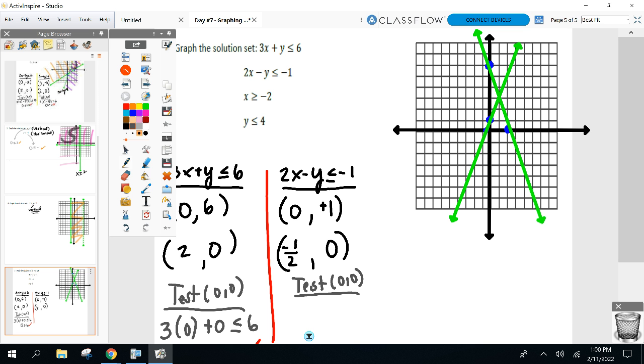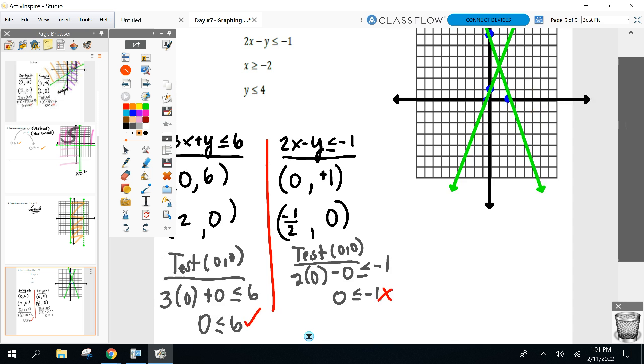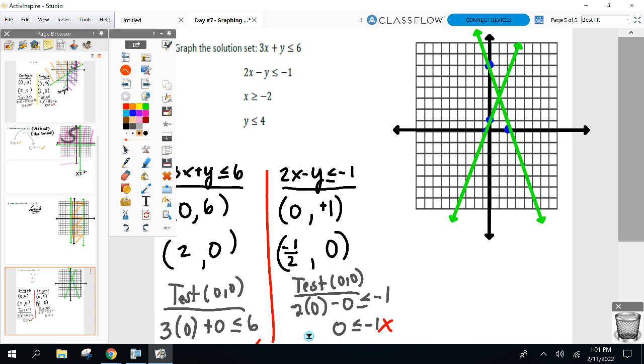Ready for your test? 2 times 0 minus 0. Is that less than or equal to -1? Is 0 less than or equal to -1? No, it's not. Okay, ready? So this line here, I don't want 0, 0 to be a part of it. So should I be shading to the left or to the right of this line? I don't want 0, 0 to be a part of it. So I got to shade to the left.